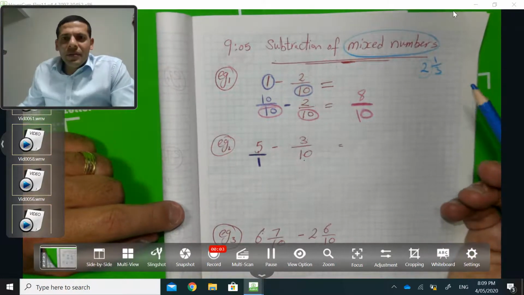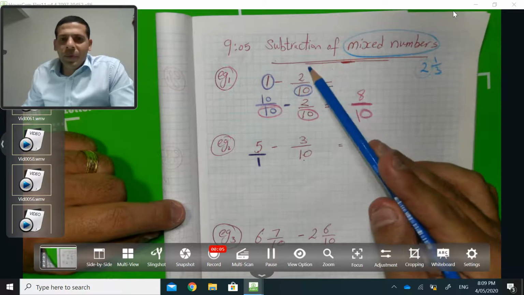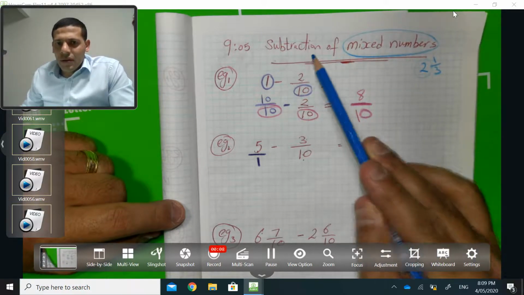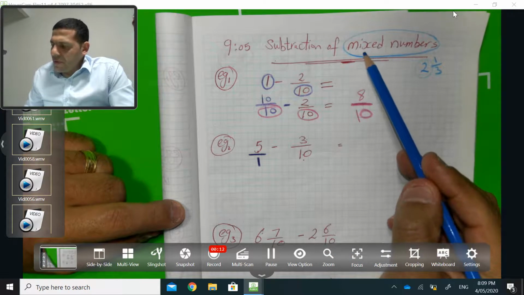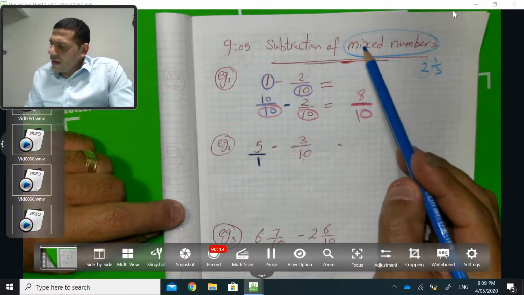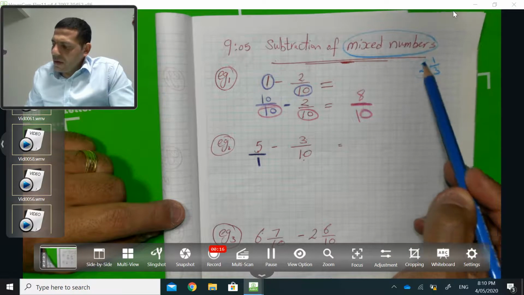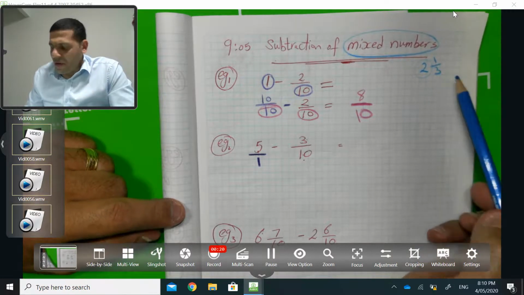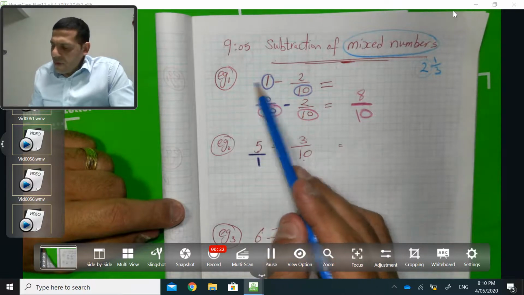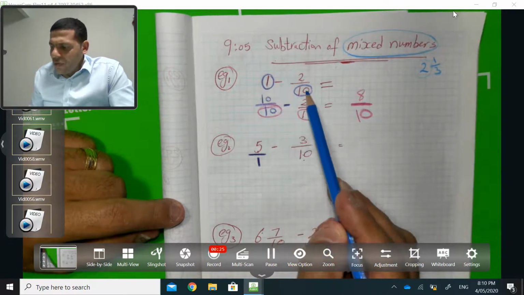How are you, Year 7? Today we're going to focus on subtraction of mixed numbers, topic 905. As we know from the previous lesson, a mixed number consists of a whole number plus a proper fraction, like 1 over 3. I'll give you the first example: 1 minus 2 over 10.